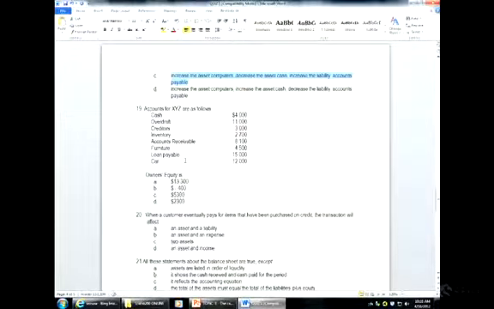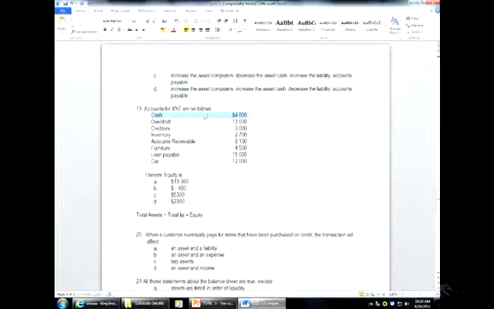19, next question. The accounts for XYZ are as follows. You have cash, overdraft, creditors, inventory, accounts receivable, furniture, loan payable, and car. Owner's equity is what? Again, the accounting equation. Total assets should be equal to total liabilities plus equity. So all you have to do now is add up all the assets and add up all the liabilities, and the difference will be equity.